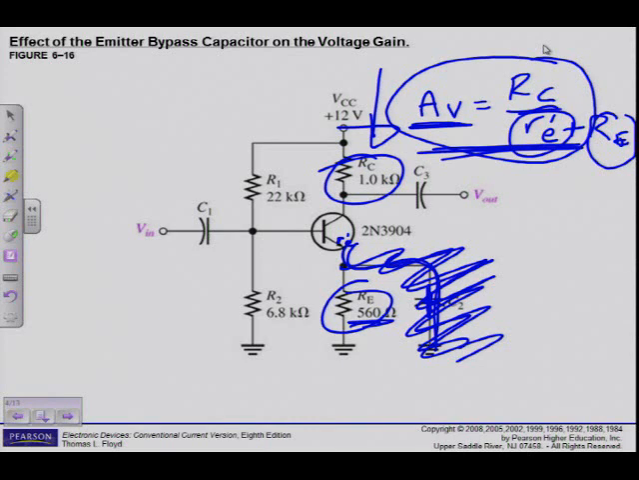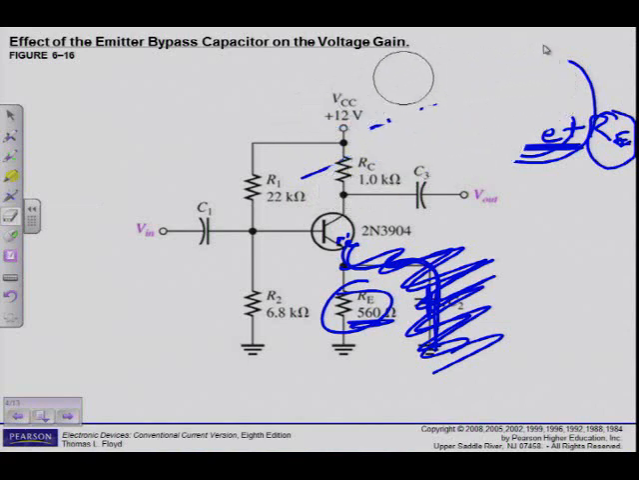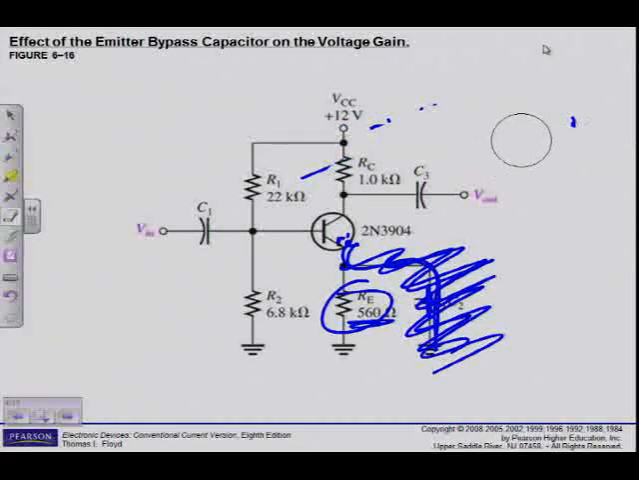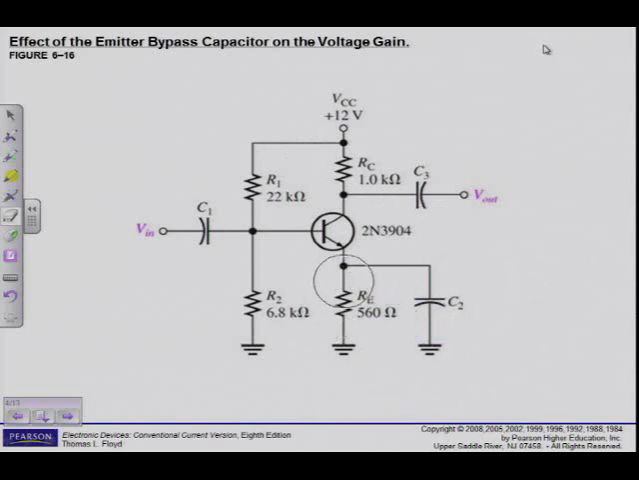It's to calculate the value of C2. Let me just erase here. Clear it up a bit so that we can see again. You understand this part? It would be nice if you say yes or no.